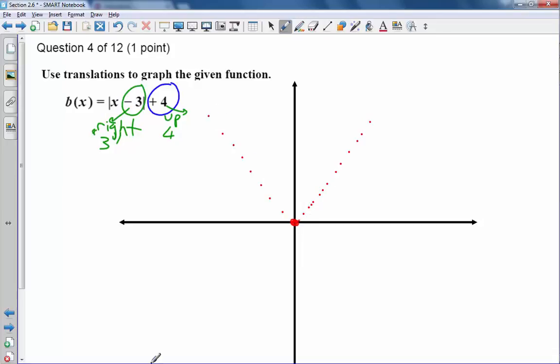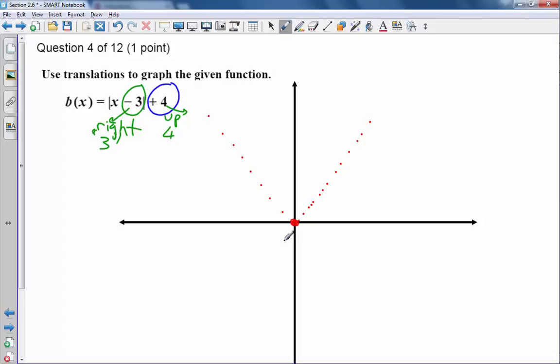Well, does it matter which one I do first? Should I go up 4 and then bring right? Or should I first bring right and then go up? Doesn't matter. What happens if you go 3 miles east and 4 miles north versus 4 miles up, 3 miles east? You end up in the same location, correct? So for translations, order does not matter, but we will learn stretch and shrink and reflections. Order will matter later. Right now you're safe.